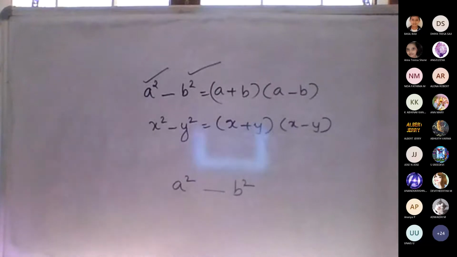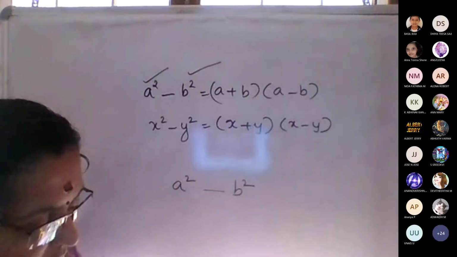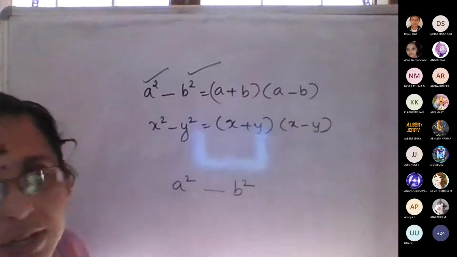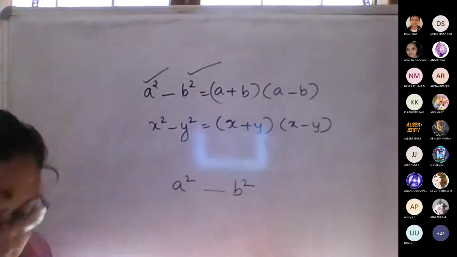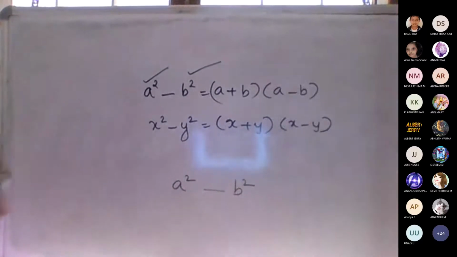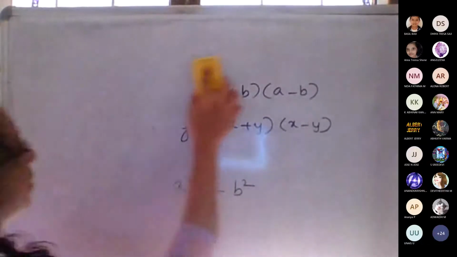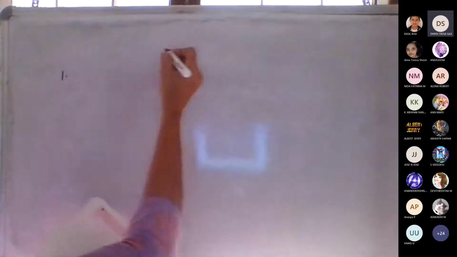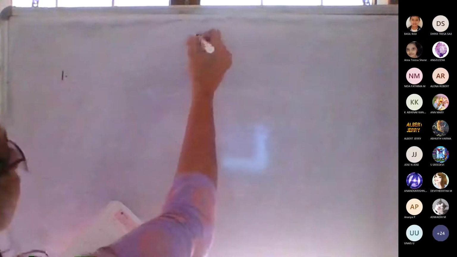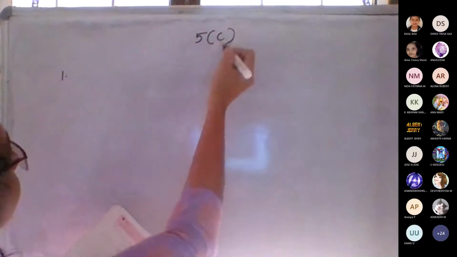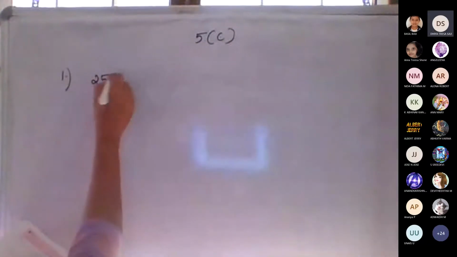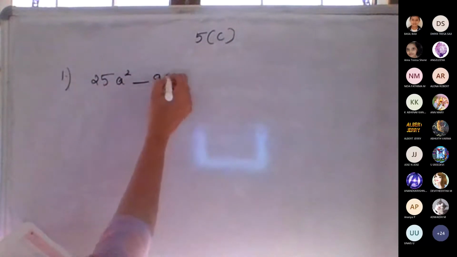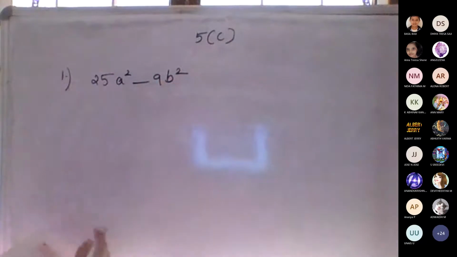So using that formula we have to do exercise 5c. So factorize the first one, 25a square minus 9b square. Ma'am, instead of a square minus b square, we can use x square minus y square. Sure. Okay, ma'am. 25a square minus 9b square.